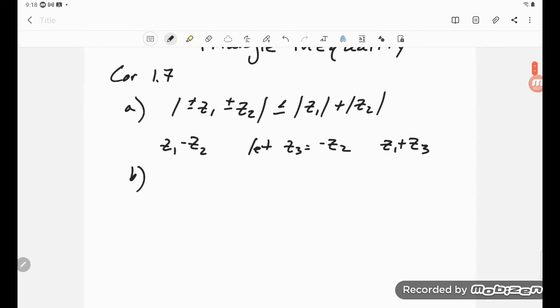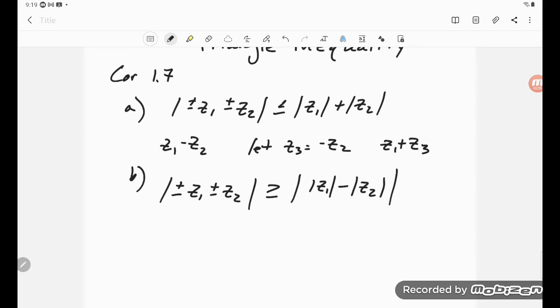The reverse triangle inequality. So, again, this can be any of the pluses and minuses, but this is greater than or equal to the absolute value of the difference of the absolute values. Okay, so that is a little different there.